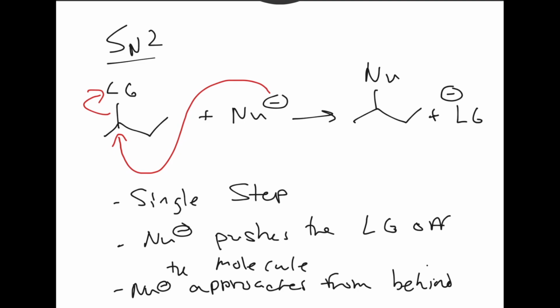All right. So SN2 reactions are a single step. The nucleophile pushes the leaving group out, and the nucleophile has to approach from behind the leaving group.